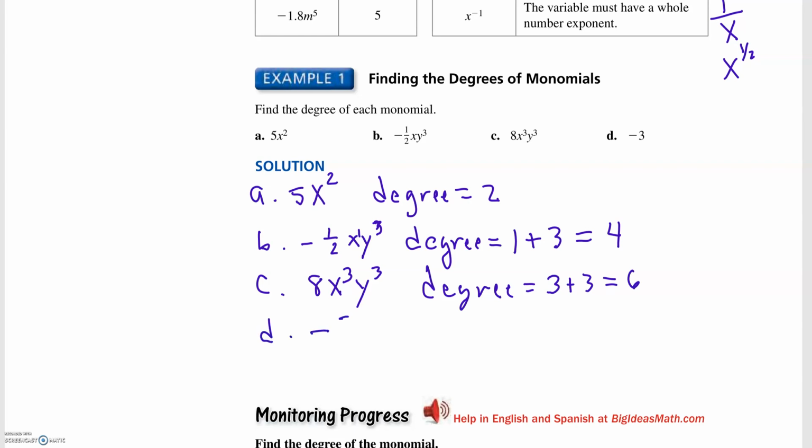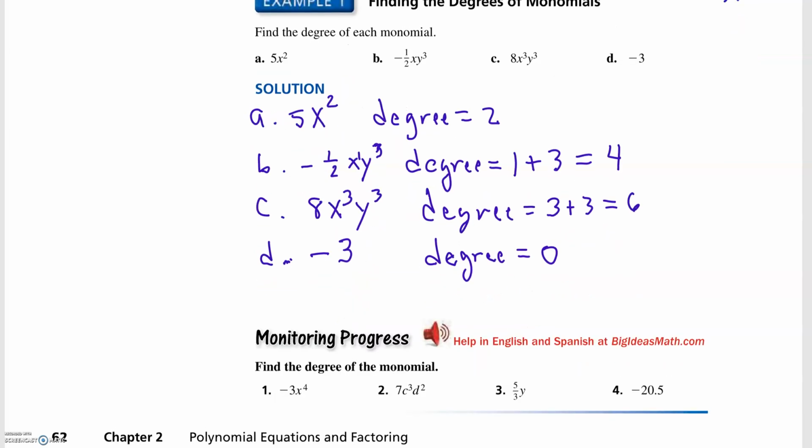Part D, it is a non-zero constant. Notice that's a number that doesn't involve a multiplication with a variable. And the degree of a non-zero constant is 0. Okay, and that's the first page.